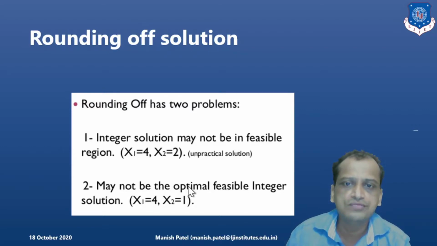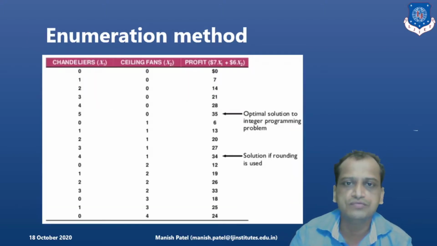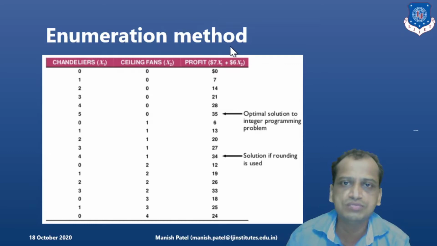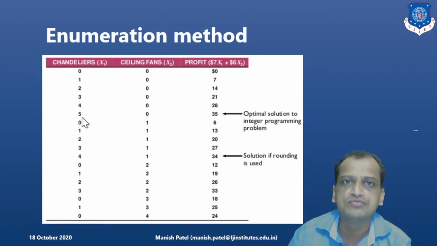But if x1 equals 4 and x2 equals 1, it may not be the optimal feasible integer solution. The optimal integer solution based on the enumeration method is given here, and the solution based on the integer programming problem comes out to be 5 and 0: 5 chandeliers and 0 ceiling fans, which gives the maximum profit for the company. But if you do the rounding method, the solution is 4 and 1, which is not the optimal solution based on integer programming.